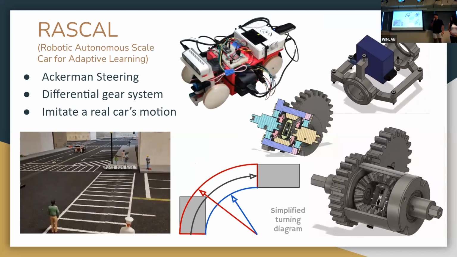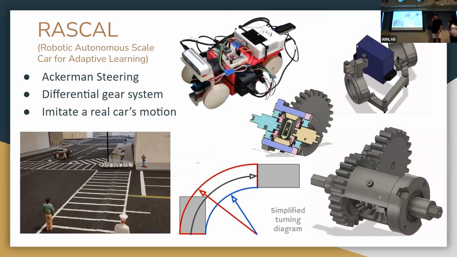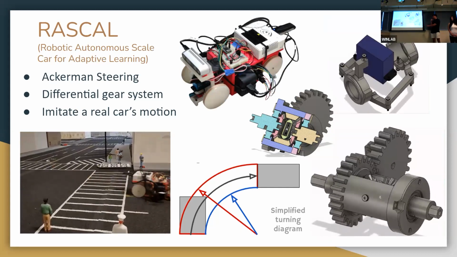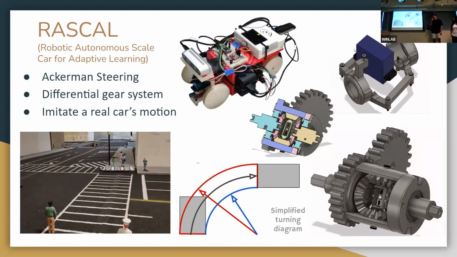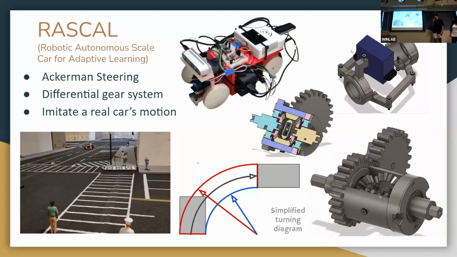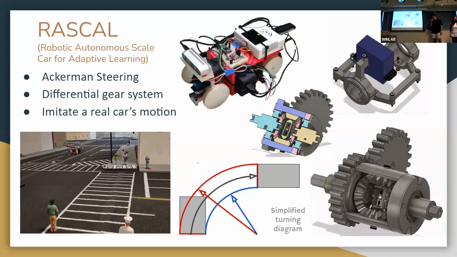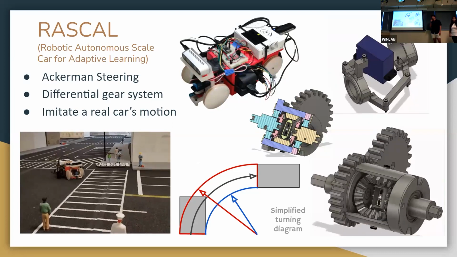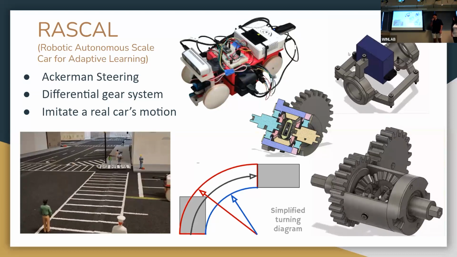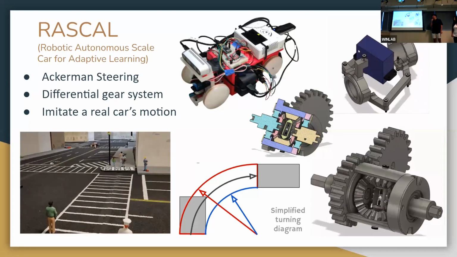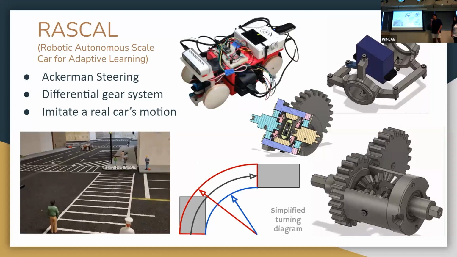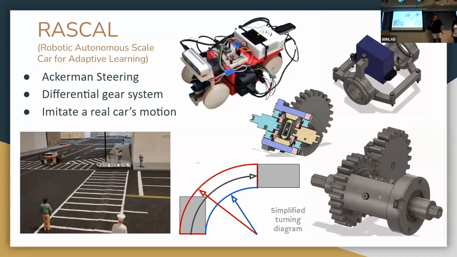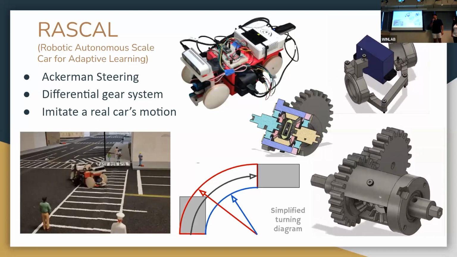For the first car, Rascal, it was designed to imitate a real car's motion and turn like a real car. If you can see in this diagram, the inside wheel turns less, so it travels less distance and goes at a steeper angle. To have our car imitate this motion without skidding, we have an Ackerman steering system and a differential gear system. The Ackerman steering is in the top right. You can see it moves so that the wheel on the inside turns at a steeper angle than the one on the outside.